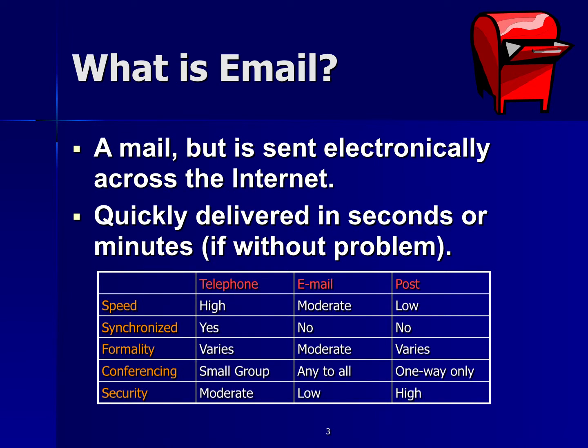Now, first of all, we should talk about what email is. Email is simply a message that is sent across the internet. This is a table that briefly compares 5 attributes between the telephone, email and the post. This table gives a brief idea about the difference between telephone, email and the post.